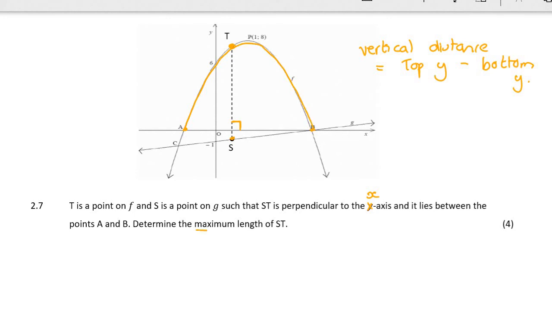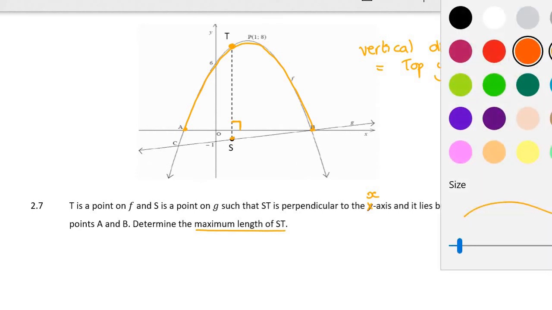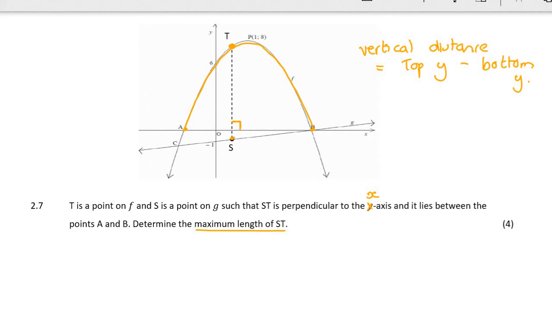Now it says determine the maximum length of ST. Now before we even think about the maximum length of ST, let us go and find out what ST is equal to. ST is a vertical distance, which is top y minus bottom y. Now in the previous question, this was an easy version of the question because you knew the top y and you could work out the bottom y, and so you could subtract. I don't know this top y value because I don't know where T is. So the only thing I know about this top y value is that it is negative 2x squared plus 4x plus 6. That's the expression for that top value.